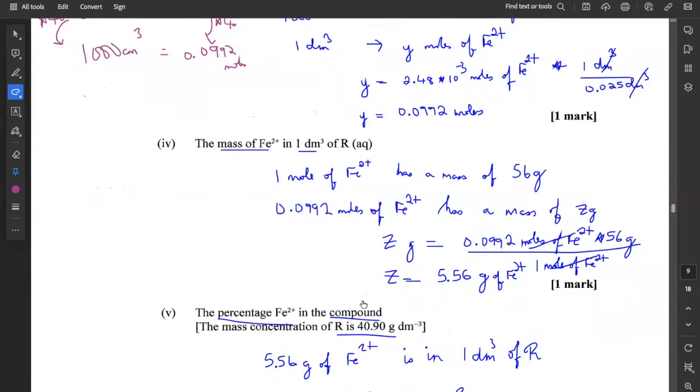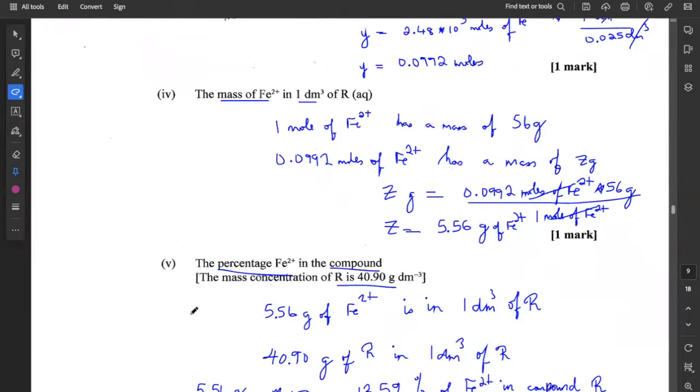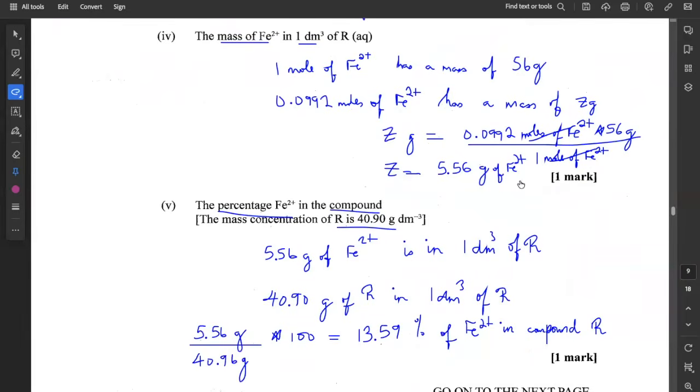So remember now, our compound was actually R, that was the total compound, but a part of that compound is Fe2+. So what we've gone through from part 1 down to part 4 is that we found the mass of Fe2+ that's in that compound R, right? And so if they're giving us a mass concentration of compound R to be 40.90 gram per dm³, and we know how many grams of Fe2+ are in 1 dm³, then we know how many grams of Fe2+ are in the entire compound, right?